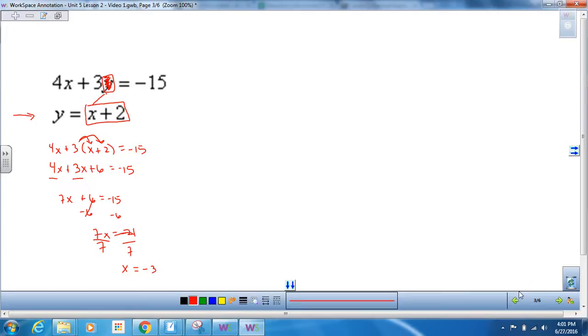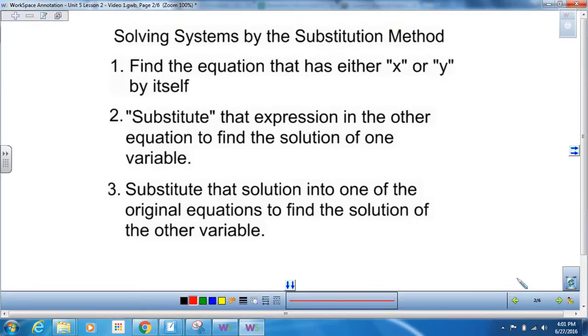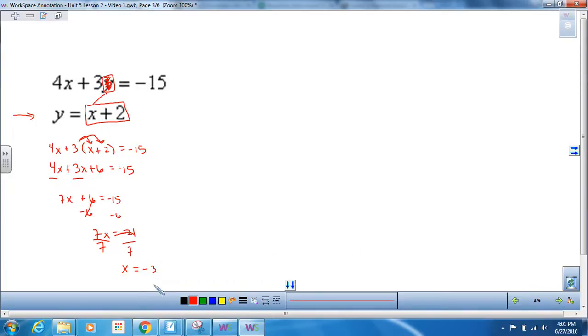I need to find y, so that's the last step. Substitute that solution into one of the original equations to find the other variable. All right, so I have x equals negative 3. I need to find y now. So I'm going to plug this into one of these two original equations. Usually the one that you substitute is the easier one, so this right here. So I plug negative 3 in for x. And then all I have to do is negative 3 plus 2, which is negative 1. So my solution, we write as ordered pairs x comma y, is negative 3, negative 1.